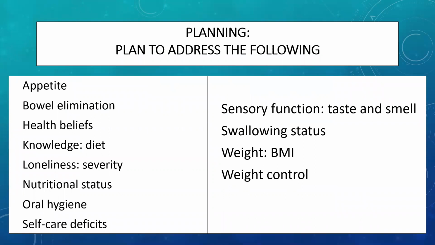So plan to address the following with your patients. What is their appetite? What is their bowel elimination? What are their health beliefs? What is their diet? What is their knowledge about their diet? Are they lonely? Is it their habit to spend their meals with another person and now they're eating alone? What is their nutritional status? What is their oral hygiene? When we are promoting oral hygiene and self-care, make sure they're using a soft brush, that they're using fluoride, and that we're brushing their teeth at least twice a day and as needed.